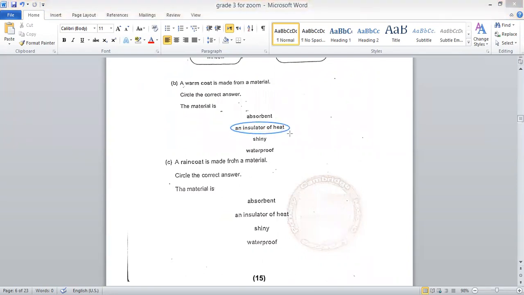It keeps you warm. A raincoat is made from a material. Circle the correct answer. The material is plastic. So plastic is absorbent, an insulator of heat, shiny, or waterproof. Plastic is waterproof.